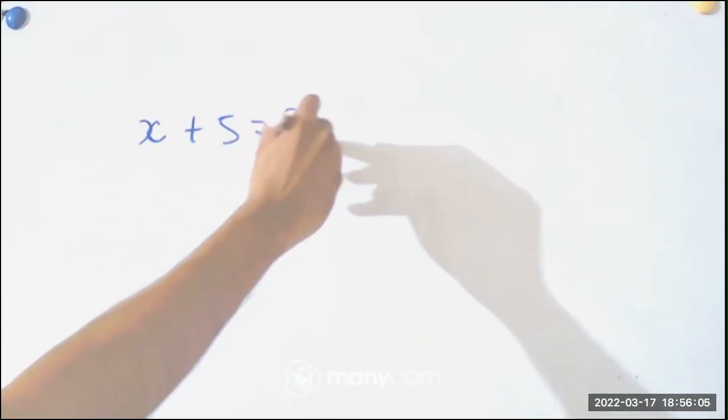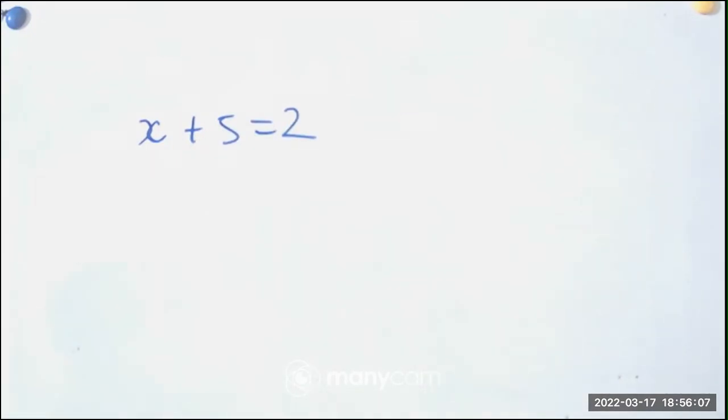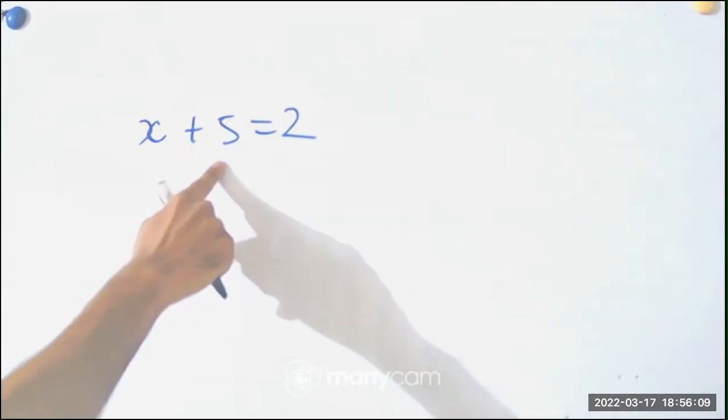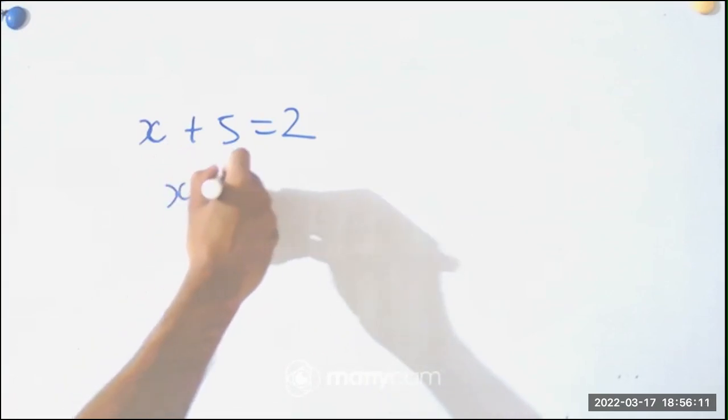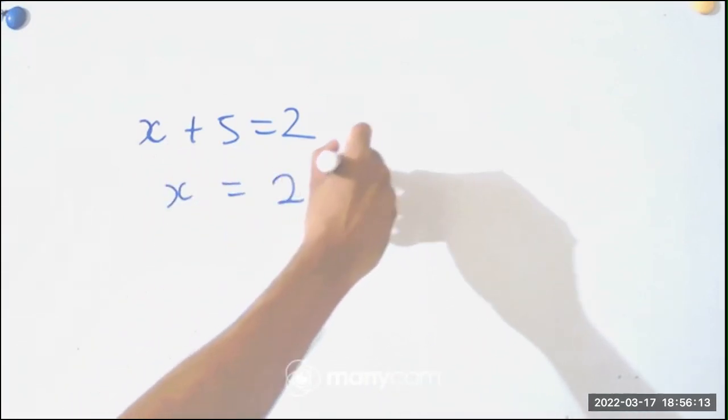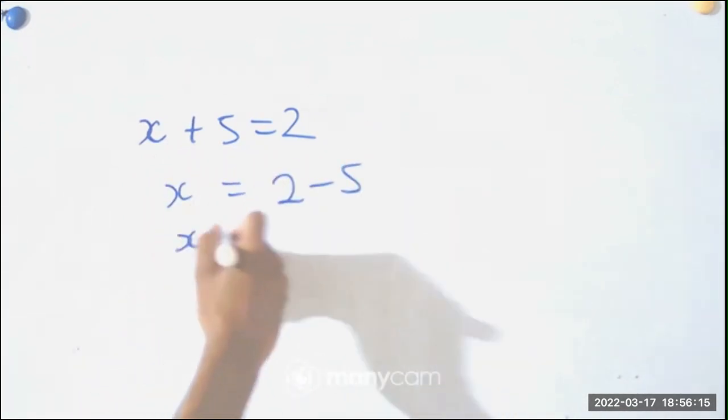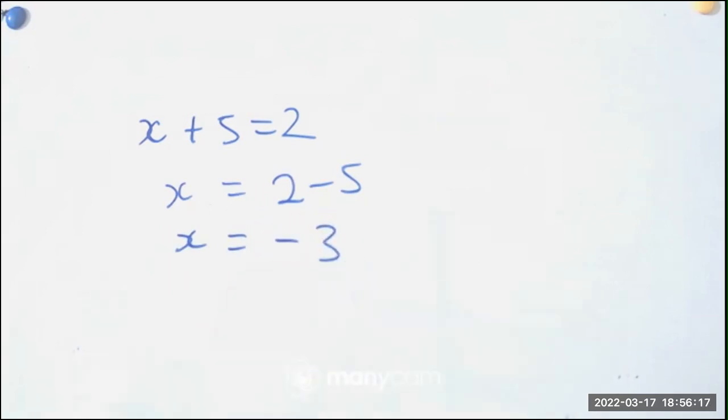Now before, in algebra, we would have been introduced to the idea such as this. For example, if we had x plus 5 equals 2, how would we solve that? We would simply subtract 5 from the side. This would give us 2 minus 5. Therefore, we would get x equal to minus 3 from algebra.